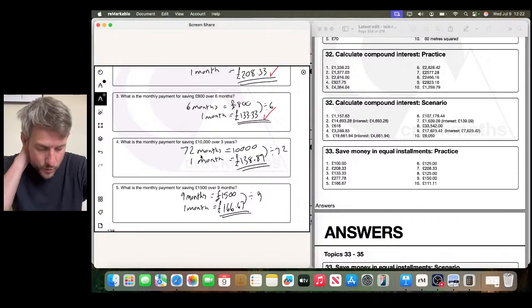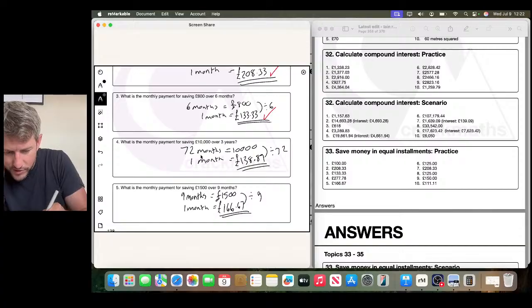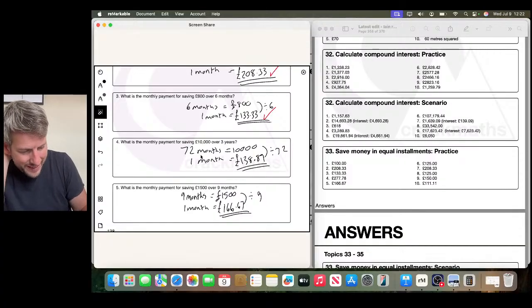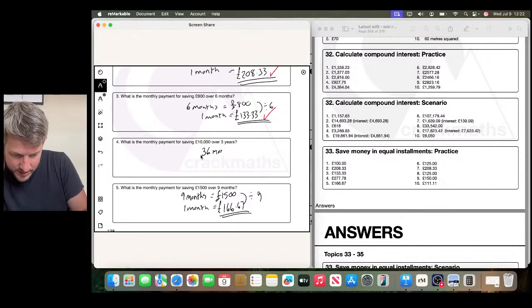Oh no! I did 3 times 24. I meant to do 3 years. I've got way too much. Oh gosh. I think I found this topic a bit too straightforward and I just kind of glossed over it. So 3 times 12 is 36 months. So if anyone's spotted that, 36 months is equal to £10,000. Okay, then we want 1 month will equal 10,000 divided by 36.